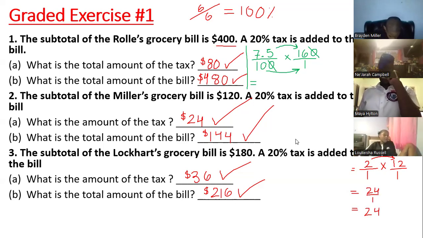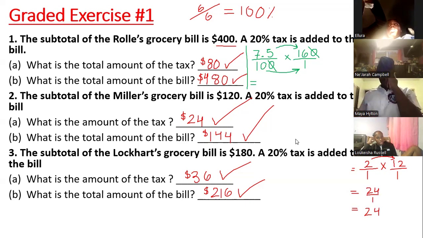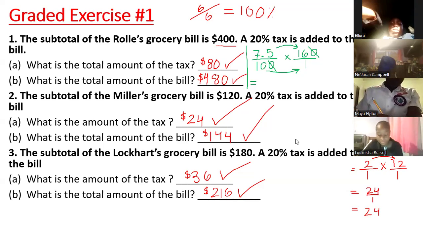I didn't get any wrong, sir. I didn't do number 4 and 5. Okay, that's no problem. Now let's move on to number 4. It says 30%.